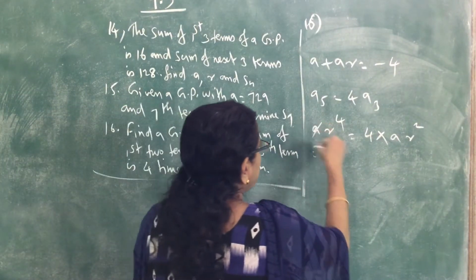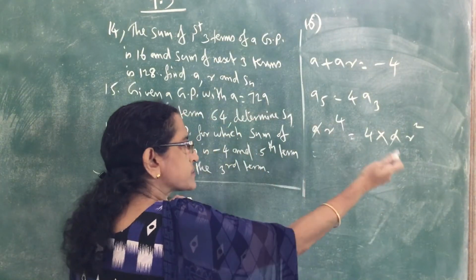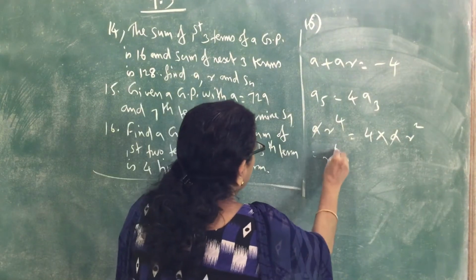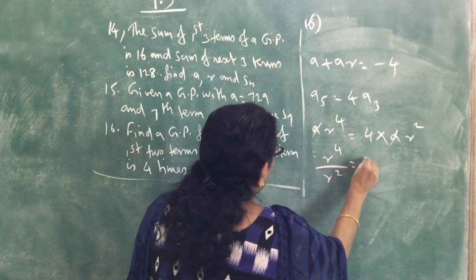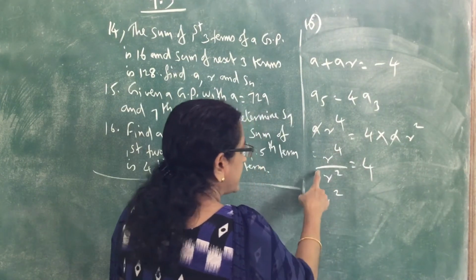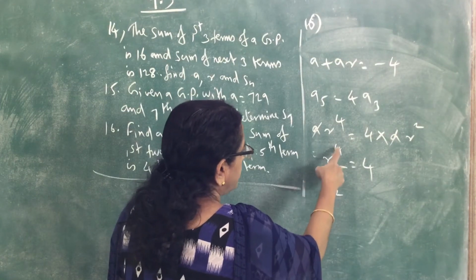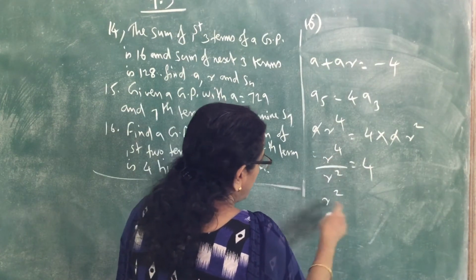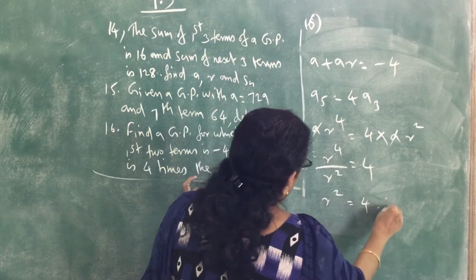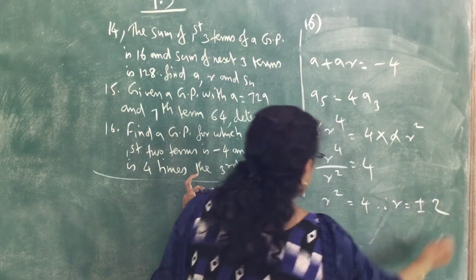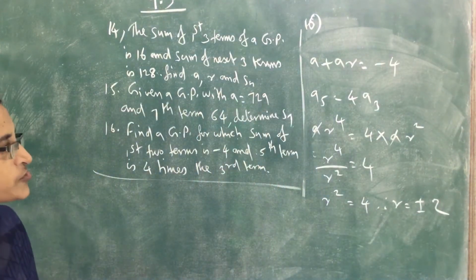Now we can simplify. Cancel A from both sides, and R square we can take to this side. So R raised to 4 by R square equal to 4. A raised to m by A raised to n is A raised to m minus n, so R raised to 4 minus 2, R square equal to 4. Therefore R equal to plus or minus 2. So R has 2 values, plus or minus 2.